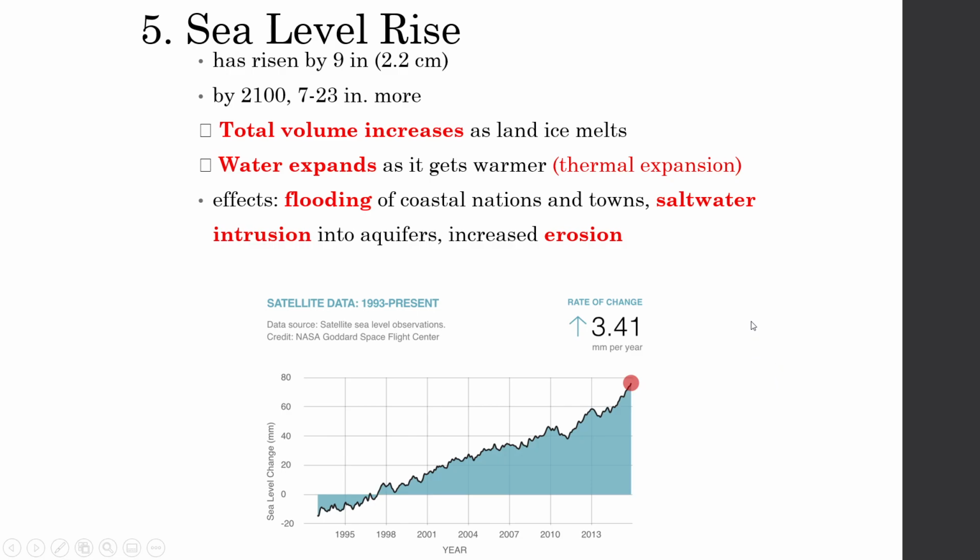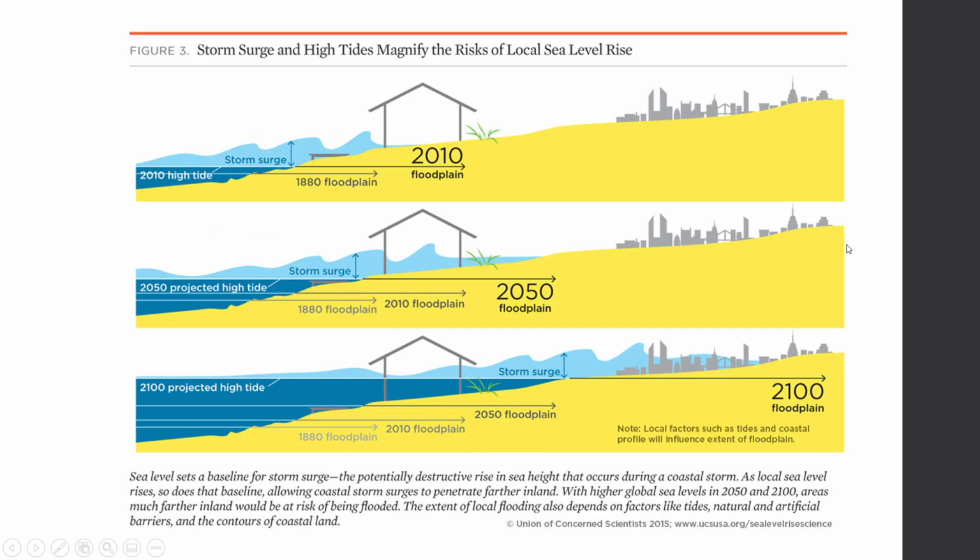And some of the effects that are going to come from this: flooding of coastal nations and towns, saltwater intrusion into aquifers, which means we have less fresh water to drink. It's also going to cause increased erosion. Not good. Bad things. And this is what's really important. 100 million people live within 3 feet of sea level, right? They live where the ground that they're standing on is only 3 feet above sea level or closer. That's why these numbers are a little more scary. Now, increased sea level also increases sea surges. So this is an example here of storm surge and high tides in local areas.